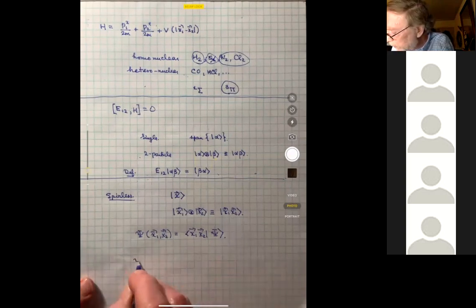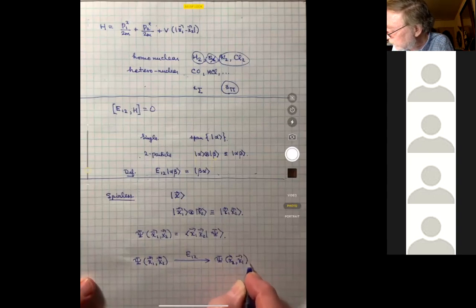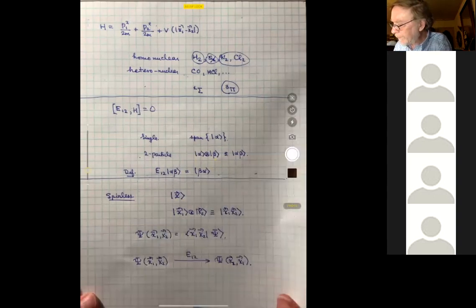And so this makes it pretty clear, I think, and it's easy to show in detail, that under exchange, this wave function will get mapped into a wave function in which the coordinates are swapped. X1, x2 goes to x2, x1. All right.